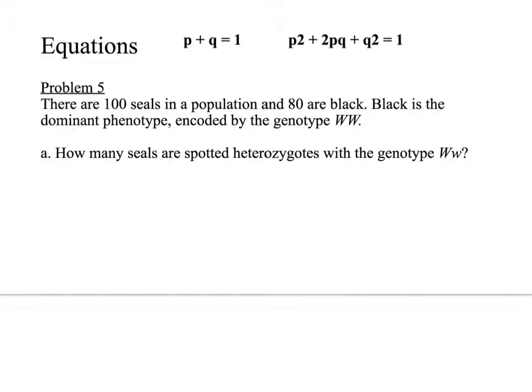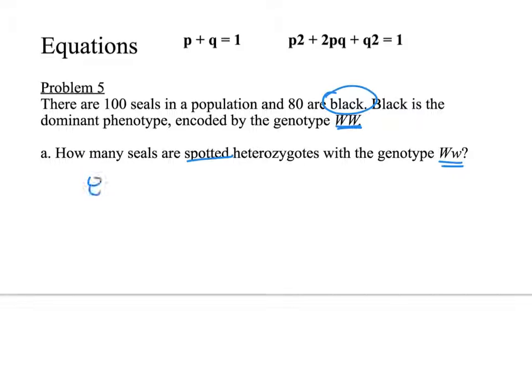So last problem, you get 100 seals, and we're looking at, I guess, a co-dominant model here, because we have seals that are black, but black only if they have the two dominant uppercase W's, and we're not really concerned with the black phenotype or genotype. We're concerned with this heterozygous genotype, and the phenotype being the spotted phenotype. So 100 seals, 80 of them are black. You can imagine we're going to do something very similar to what we just did in the previous problem.